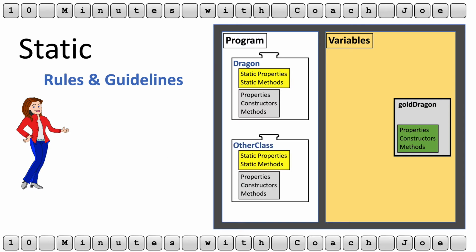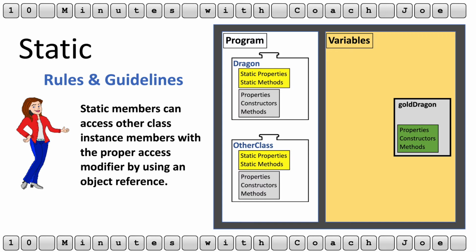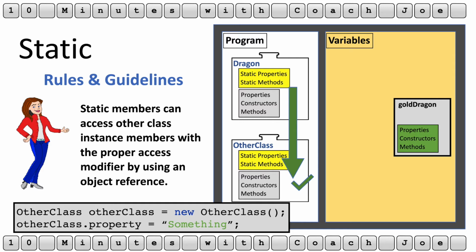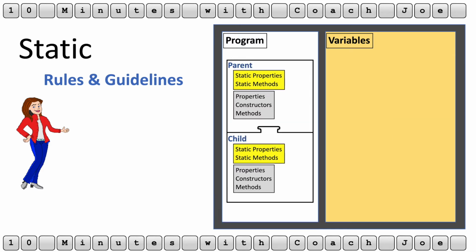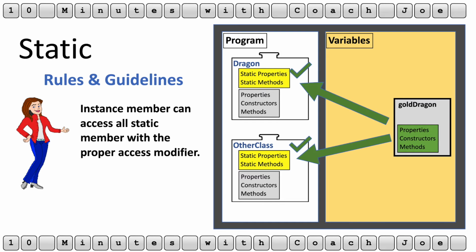Let's talk about some rules and guidelines between two classes. Static members can access static members of another class with the proper access modifier. Static members can access other class instance members with the proper access modifier by using an object reference. With inheritance, if the parent class has a static method, the child class cannot override the method. The last rule or guideline is, instance members can access all static members with the proper access modifier.